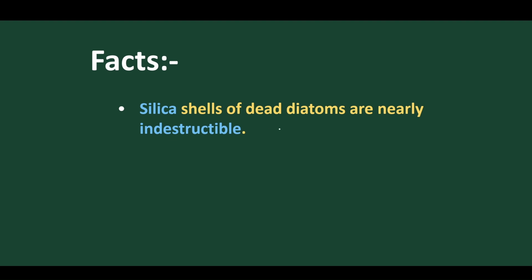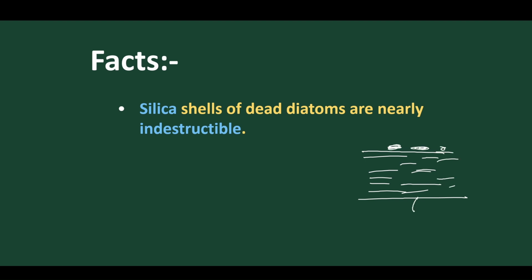Now moving on to special facts about diatoms: the silica cell walls of dead diatoms are nearly indestructible. Let's take an example. Suppose this is a water body, and we know diatoms float on the surface of the water. This is the bottom of the ocean, called the benthic region. When the diatoms die, they fall down, and there the silica gets deposited.